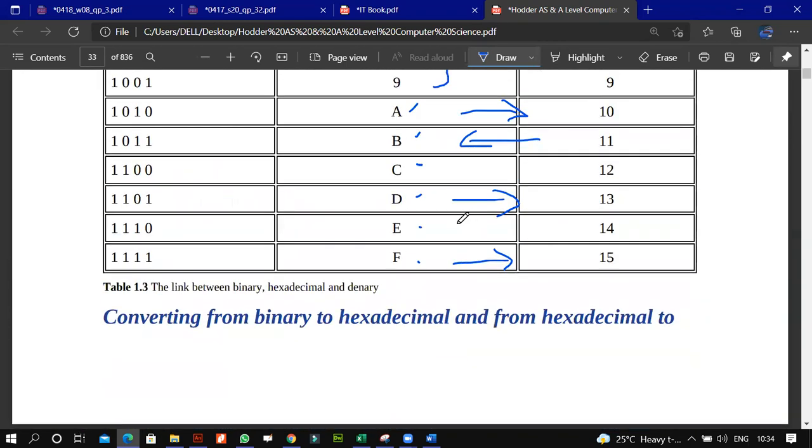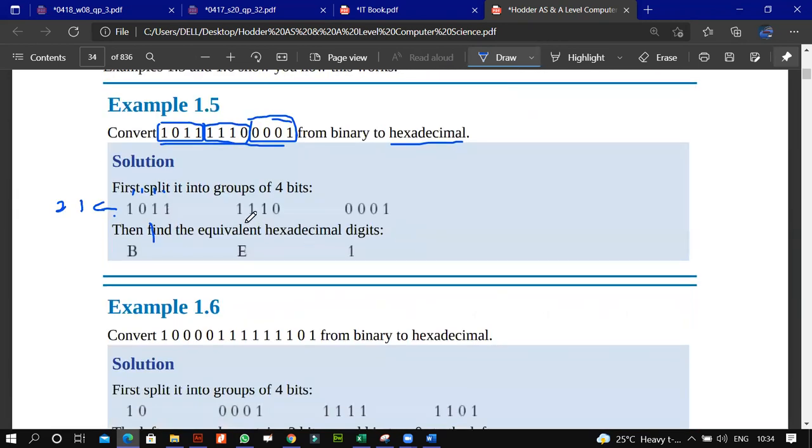So 14 is E, as you can see over here. And obviously you remember this. So here you get it. You get E. And obviously this is 1. So if I convert the following binary value into hexadecimal, I get BE1.